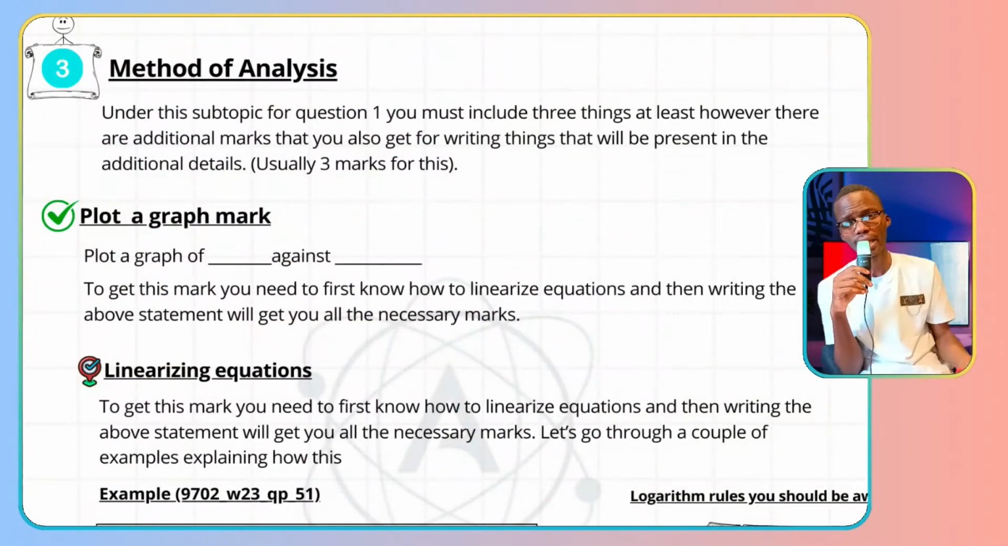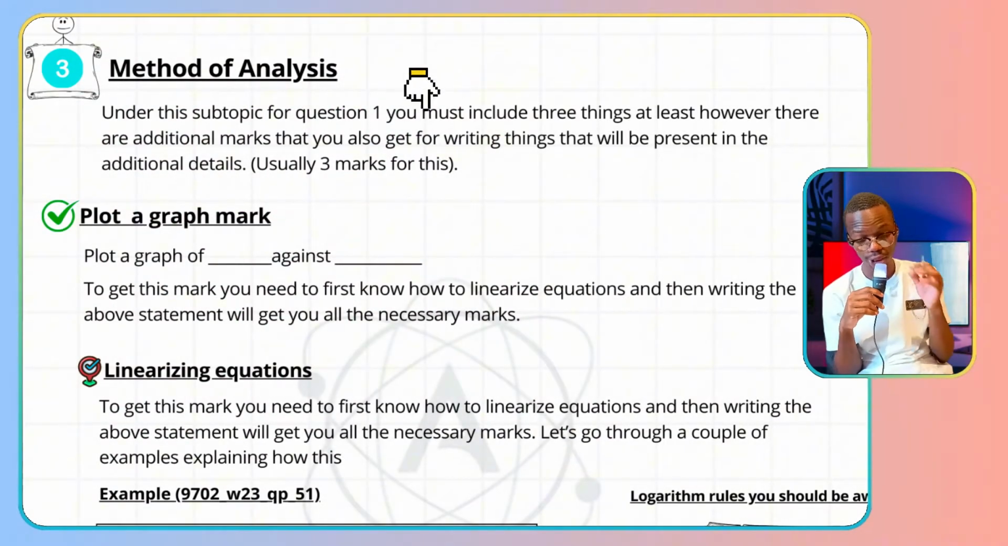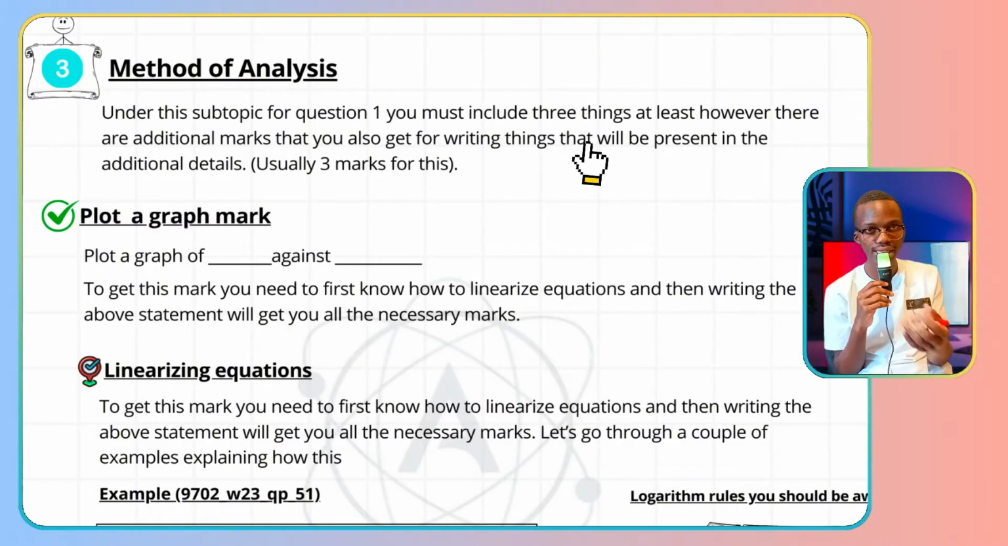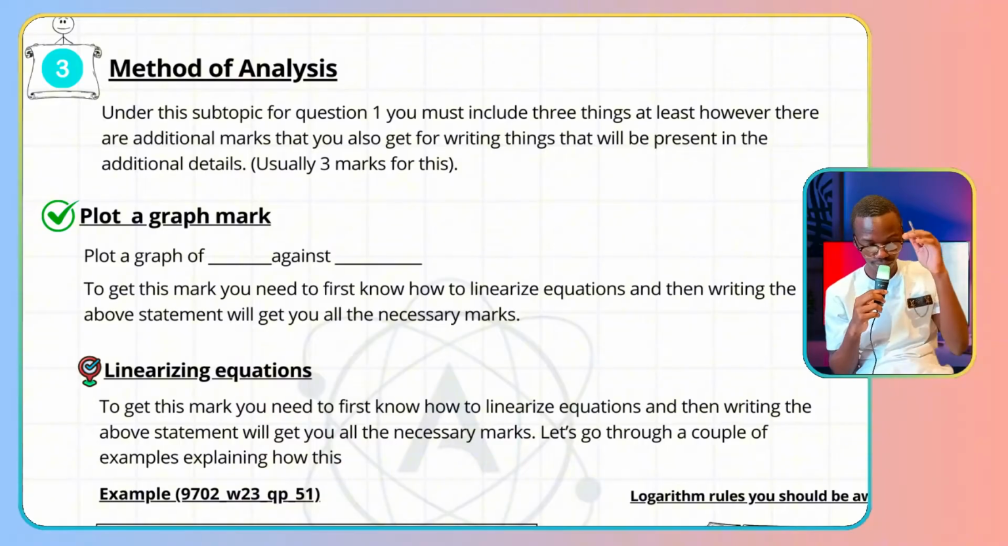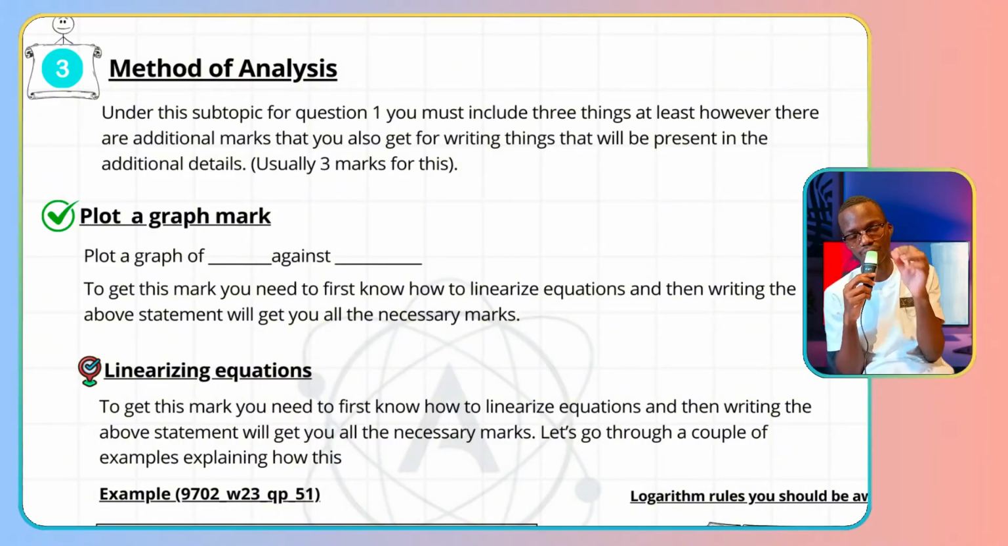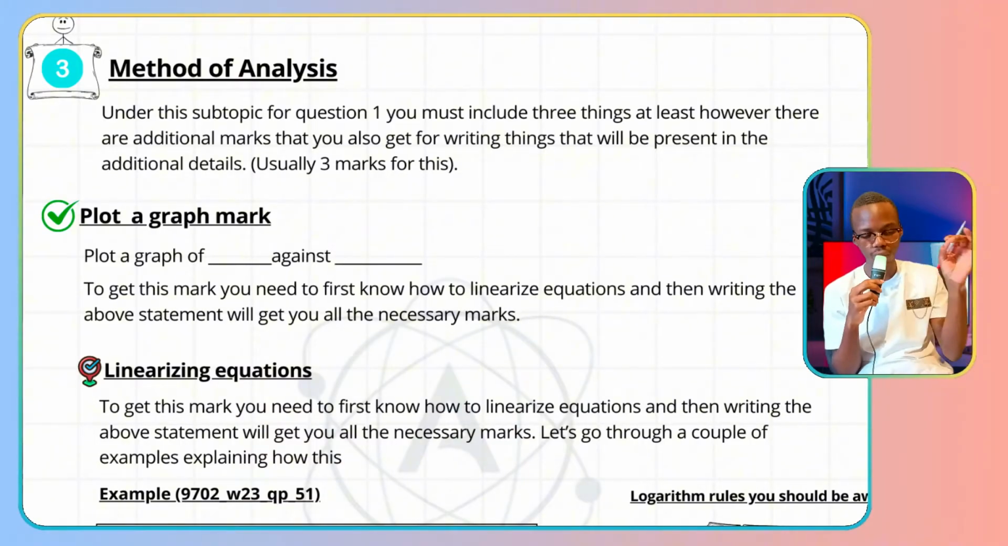And under this subtopic for question 1, you must include 3 things at least. However, there are additional marks that you also get for writing things that will be present under the additional details. So we're going to cover the additional details a little bit later. So the first mark that you're going to get, if you've started off with method of data analysis, you need to write: plot a graph of dash against dash, right? Okay, so the first dash, we're going to talk about it.